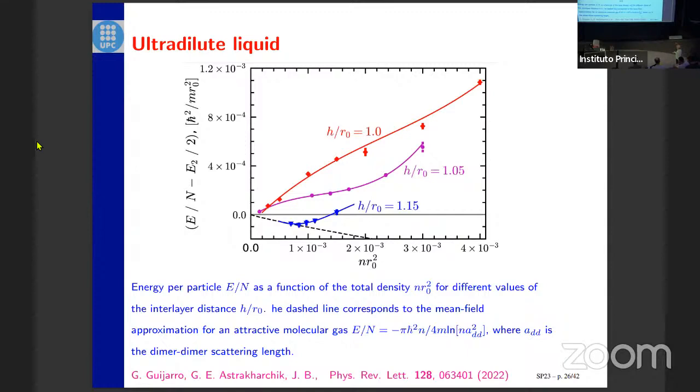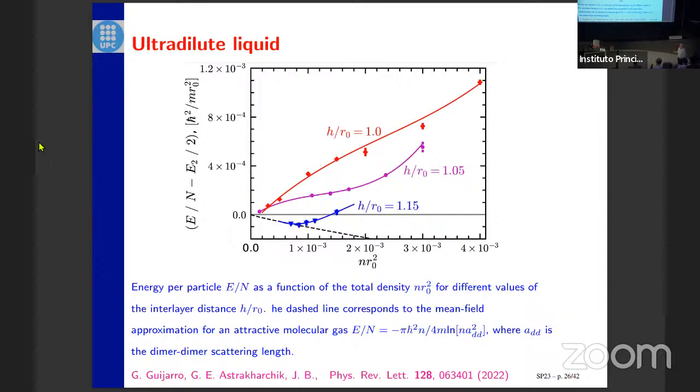For instance, if H is equal to one in these reduced units, I see that the energy grows more or less linearly with the density. When this happens, this is a symptom of a gas phase. In the gas phase, the energy always grows with the density. But if we increase H a bit, we start to see this figure. It seems to be still a gas, pointing to a gas-solid transition, but finally we were not able to find this.